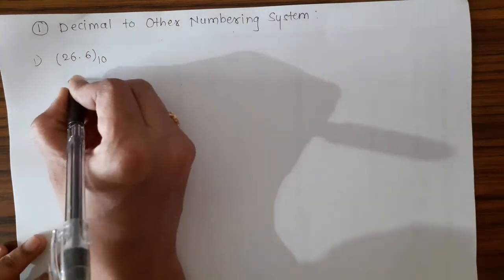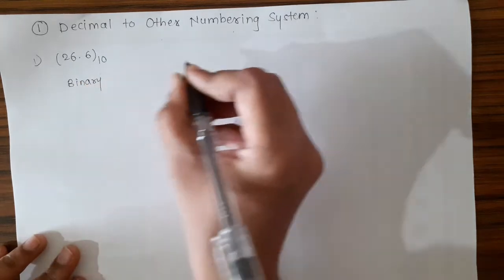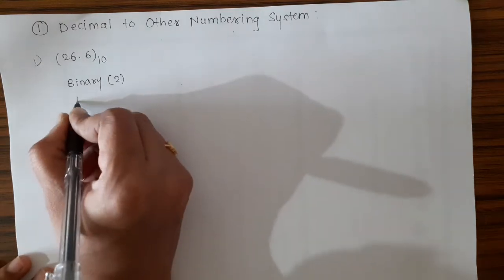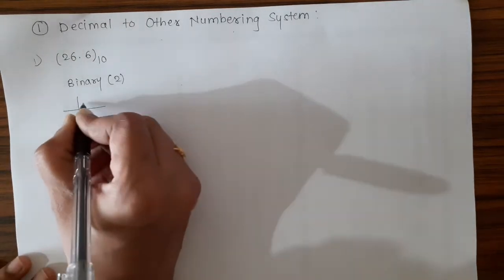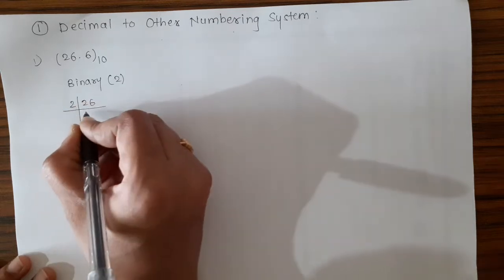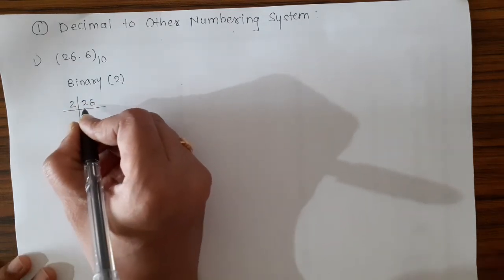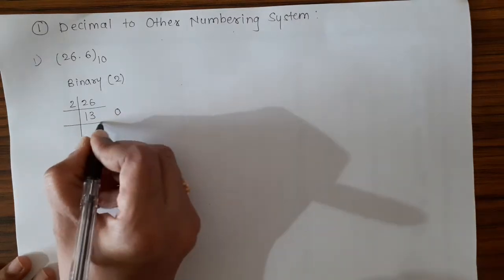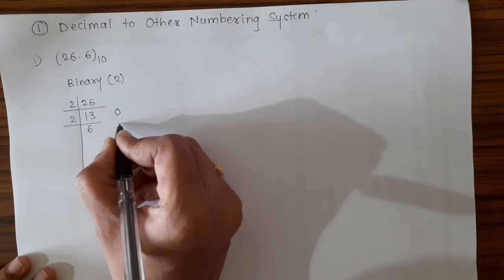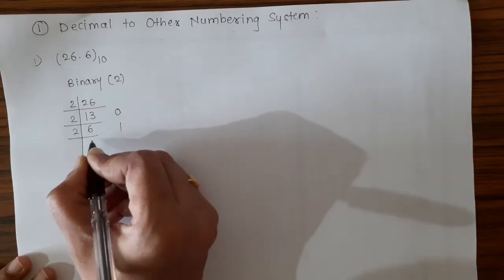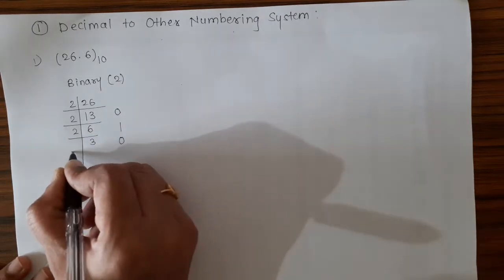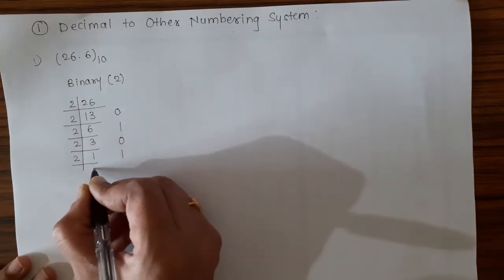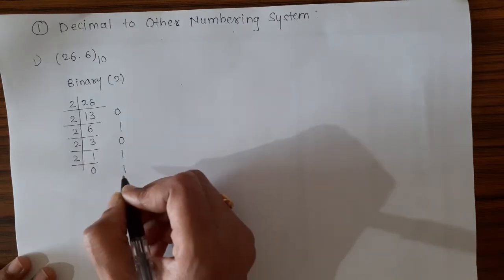Now for getting the equivalent binary, which has the radix of 2, we will divide this 26 by 2. 2 ones are 2, 2 threes are 6, the remainder is 0. Next, 2 sixes are 12, remainder is 1. 2 threes are 6, remainder is 0. 2 ones are 2, remainder is 1. 2 zeros are 0, remainder is 1.